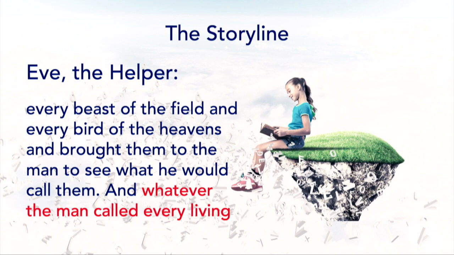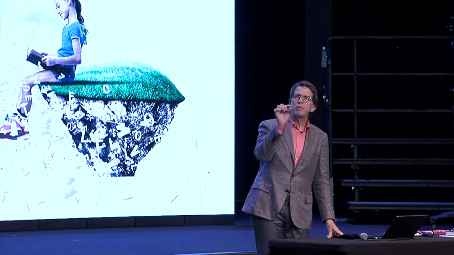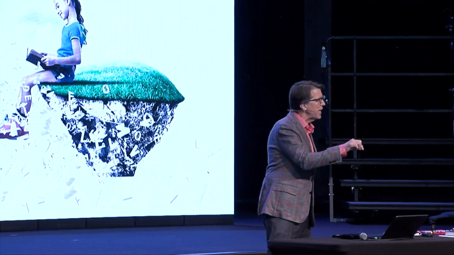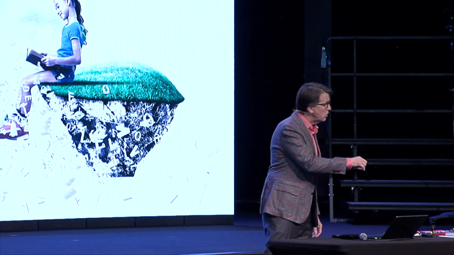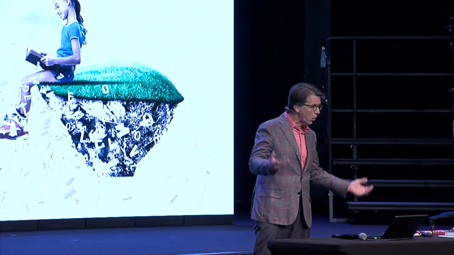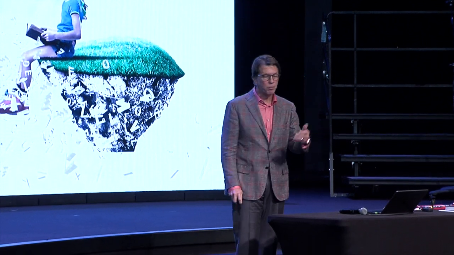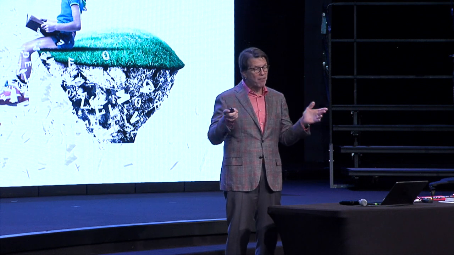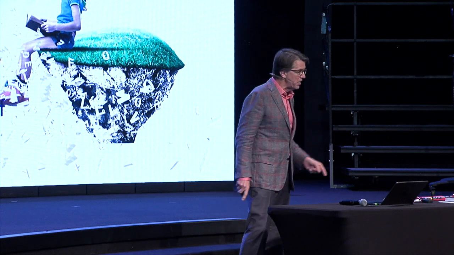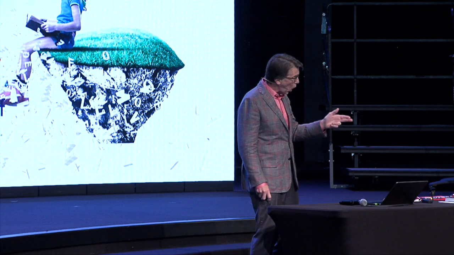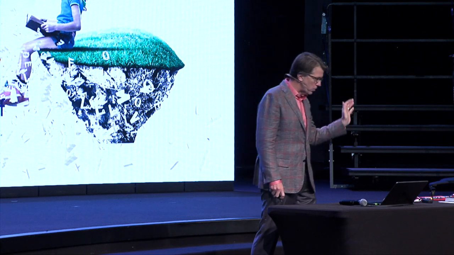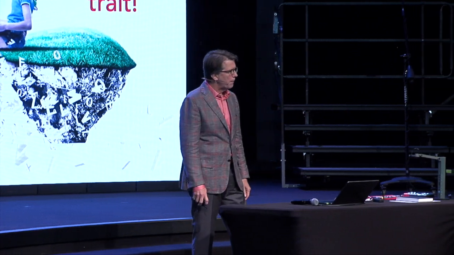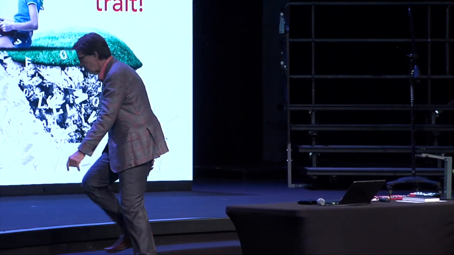Well, this is important, that little detail, because we've already been told that it's out of the dust of the ground that God had made Adam. So out of the dust of the ground, he'd also made all the other beasts and every bird of the heavens and brought them to him to see what he'd call them. And whatever the man called every living creature, that was its name. The man gave names to all livestock and to the birds of the heavens and to every beast of the field. Now, we want to say something here.